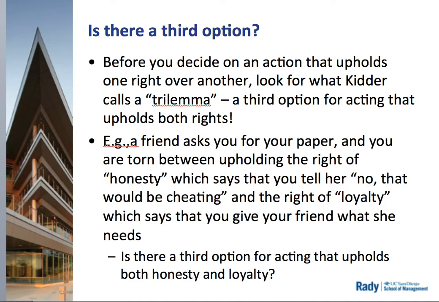For example, if a friend asks you for your paper and you are torn between upholding the right of honesty, which says you should tell her no, that would be cheating, and the right of loyalty, which might say that you should give your friend what she needs, ask yourself, is there a third option for acting that upholds both honesty and loyalty? And those 4 resolution principles might help you get there.